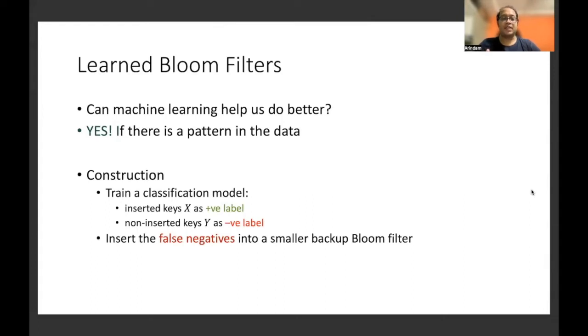The construction would be something like this. We train a classification model such that the positive data comes from the inserted keys and the negative data comes from the non-inserted keys. And to ensure that this construction does not give us false negatives, we insert the false negatives of the model into a smaller backup Bloom filter. This structure is called learned Bloom filters.